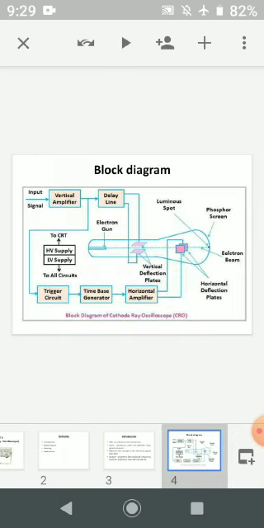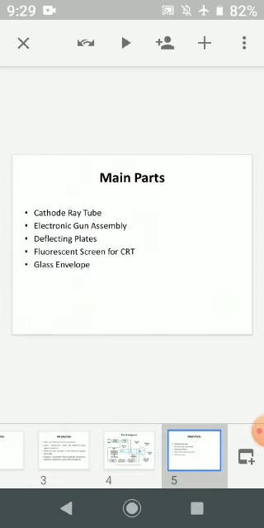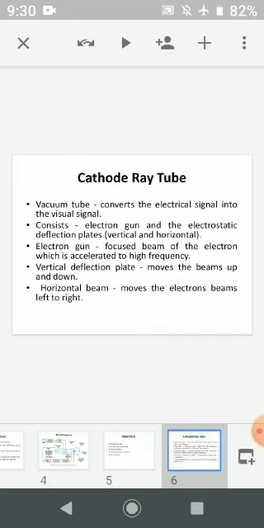So this is the basic block diagram of CRO. The main parts of the cathode ray oscilloscope are the cathode ray tube, electron gun assembly, deflecting plates, fluorescent screen for CRT, and finally the glass envelope. The cathode ray tube is a vacuum tube. It converts the electrical signal into a visual signal.